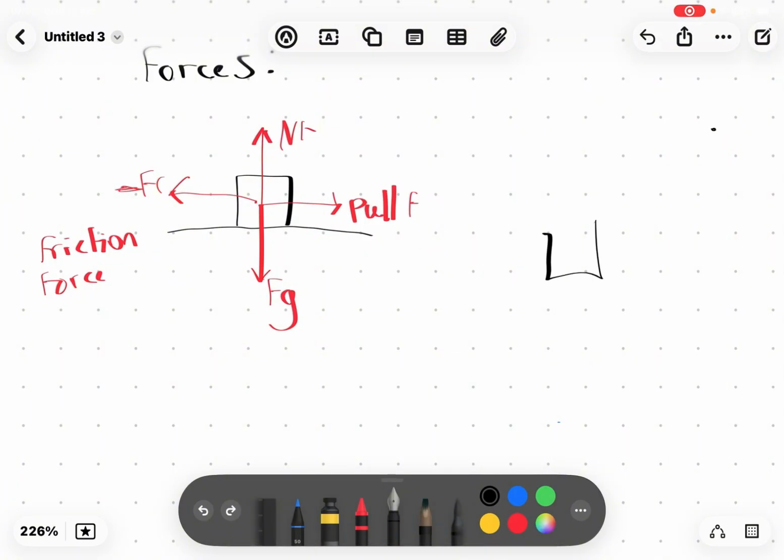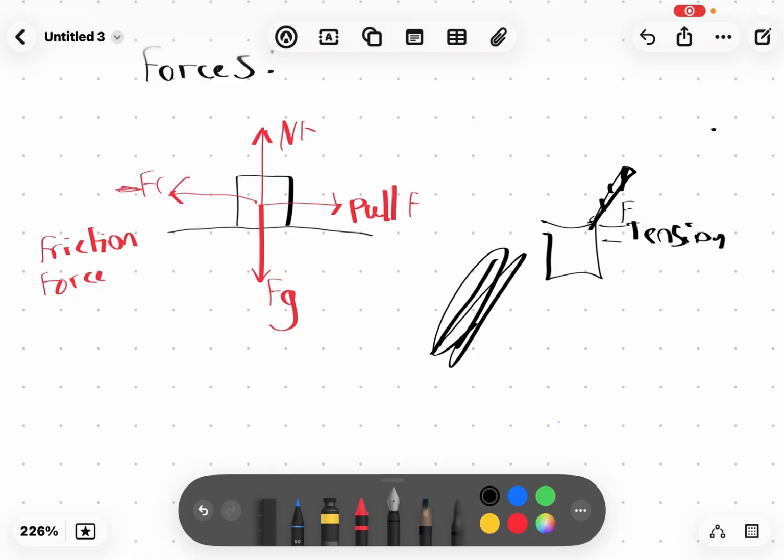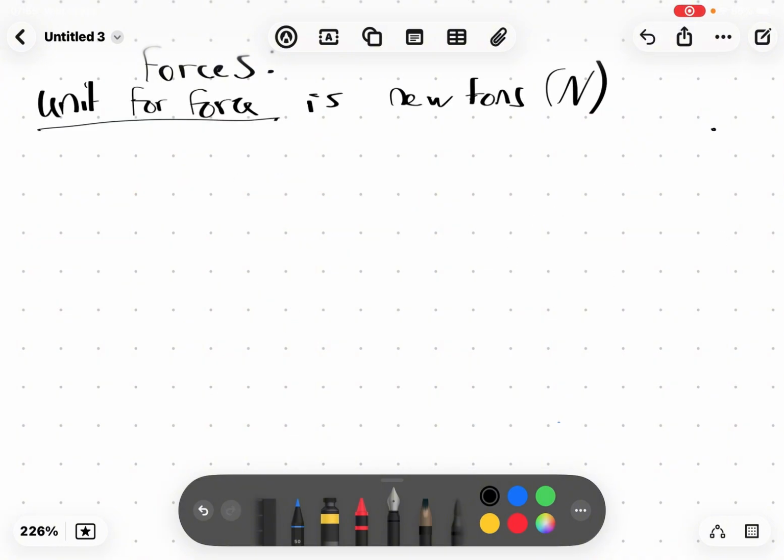And also let's say you have a box and there's a rope attached to it. That is a force, but that force is called tension. It's called tension because of the rope. It's supposed to stretch out, so it's in tension because of the mass of the box. The unit for force is newtons, with the symbol just an N.